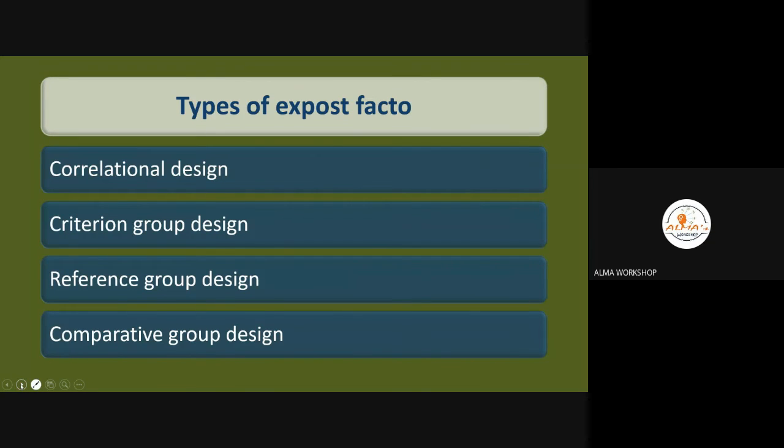You have different types of ex post facto research design: correlational design, criterion group design, reference group design, comparative group design. Only the name; from the name you can really find out what is correlational, criterion, reference. All these are not in your syllabus. But the types of ex post facto research design are important. That's why I wrote this.